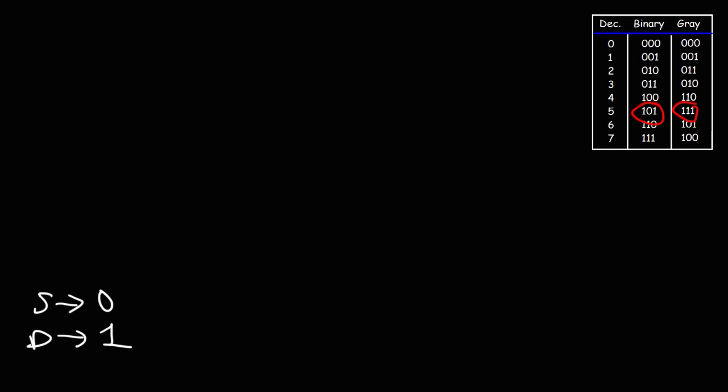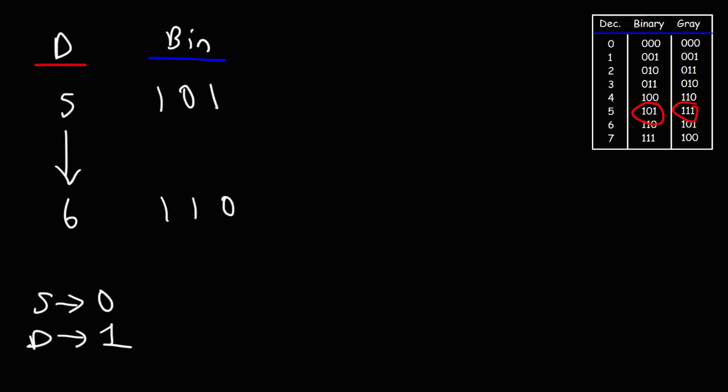For instance, as we go from the decimal value 5 to 6, notice the number of changes in the binary code. So the binary code for 5 is 101, and the binary code for 6 is 110. So here we made a change from 1 to 0 and also from 0 to 1. So there were two changes going from one number to the next. In the gray code, you're only going to have one change.